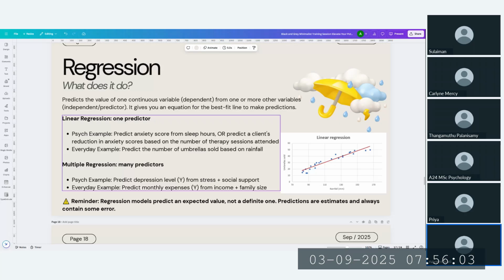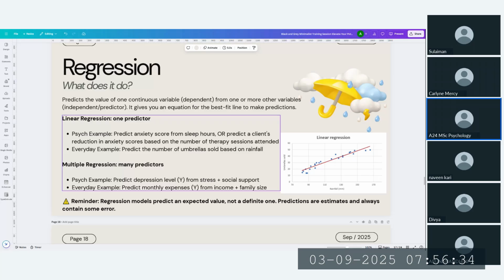Come again, what was the question? If, without any statistical knowledge, without any data, I asked you the question, will a person's anxiety level increase if their sleep hours decrease? What will be your answer? Yes. If you don't have adequate sleep, yes, you get anxiety.